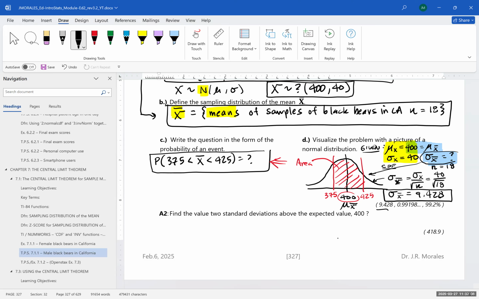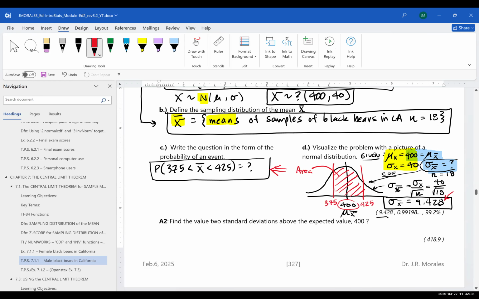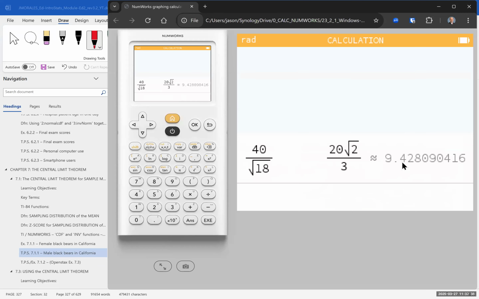So we still have to calculate the area. We haven't done that yet. So we need to use a normal CDF function. And what I'm thinking about is, how do I avoid using a rounded value here when I use a CDF function? So let's continue with the NumWorks calculator first, since I just kind of started that. I'm going to take this value and put it in the letter O, to represent sigma.